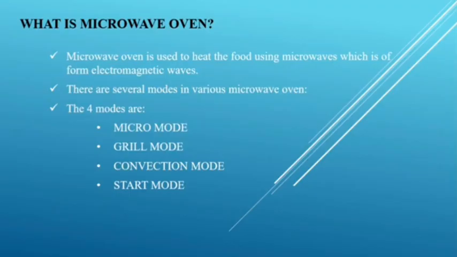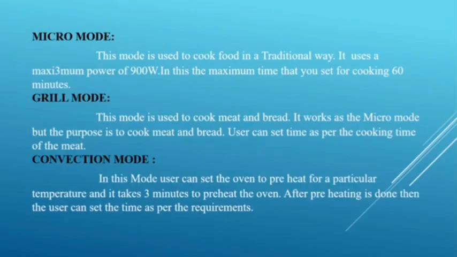There are several modes in various microwave ovens. The modes are micro mode, grill mode, convection mode and the stop mode. The first one is the micro mode. This mode is used to cook food in a traditional way. It uses a maximum power of 900 watts. In this, the maximum time that you can set for cooking is 60 minutes.